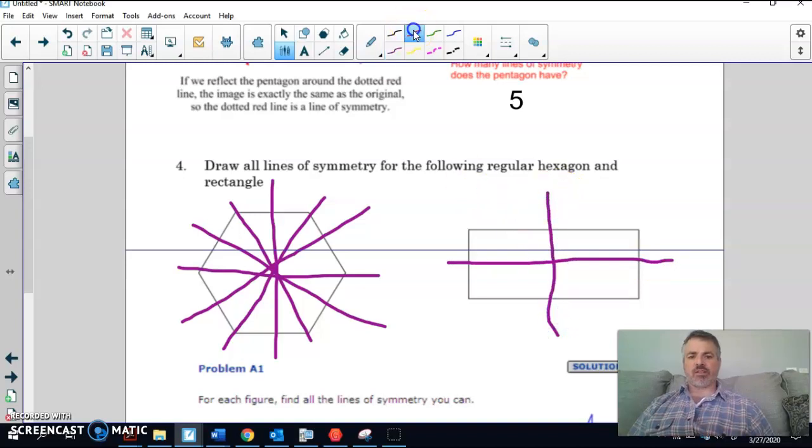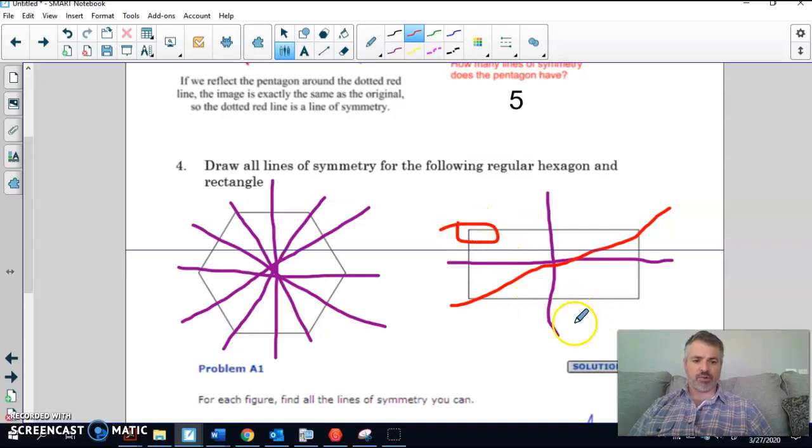Notice that I can't use this as a line of symmetry. Just want to point this out. This diagonal can't be used as a line of symmetry because when you fold this over, it has to map onto itself. So when I fold it over, if you keep your eye on this corner and I try to fold it over to this one, that corner is going to end up over here, and that's not mapping onto itself. So that red line is not a line of symmetry.